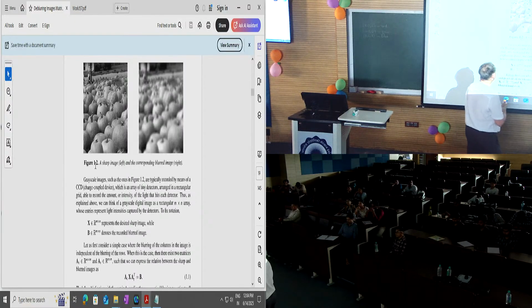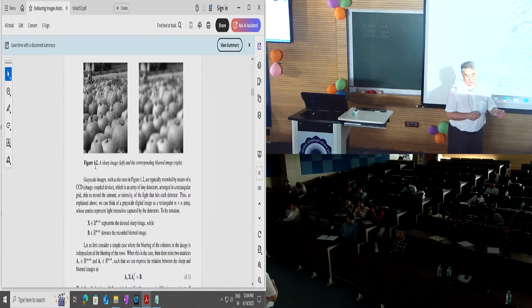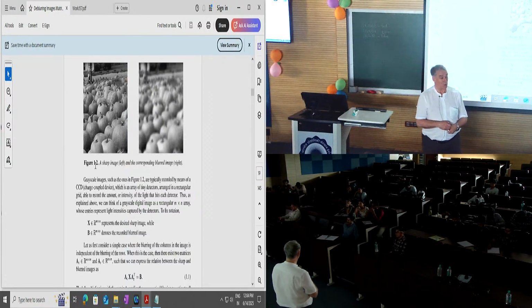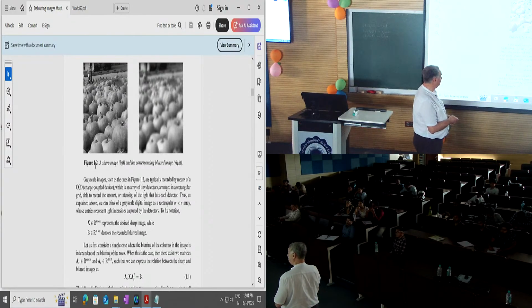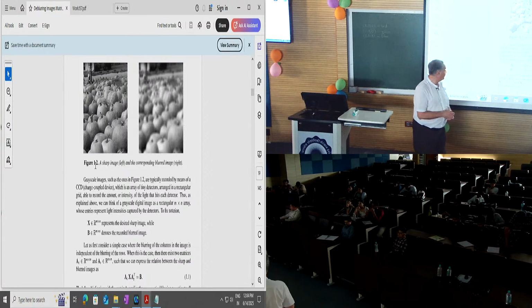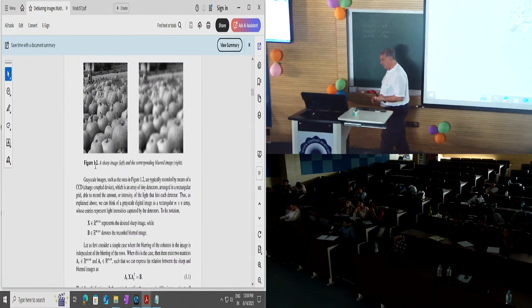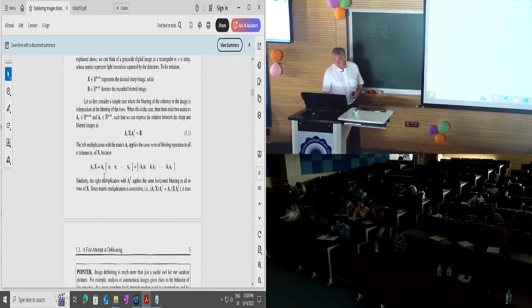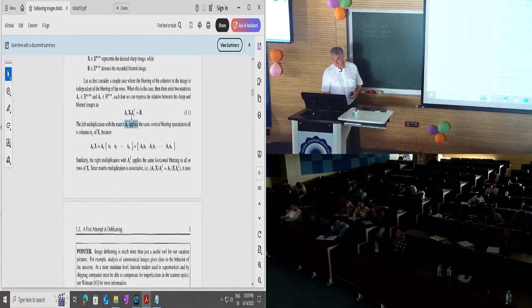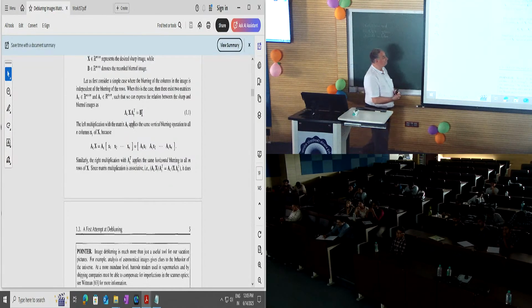Here is a grayscale case. Of course, it can be considered in the color case. The corresponding mathematical model is given in the form 1.1. What is included in 1.1? The right-hand side is the blurred image.